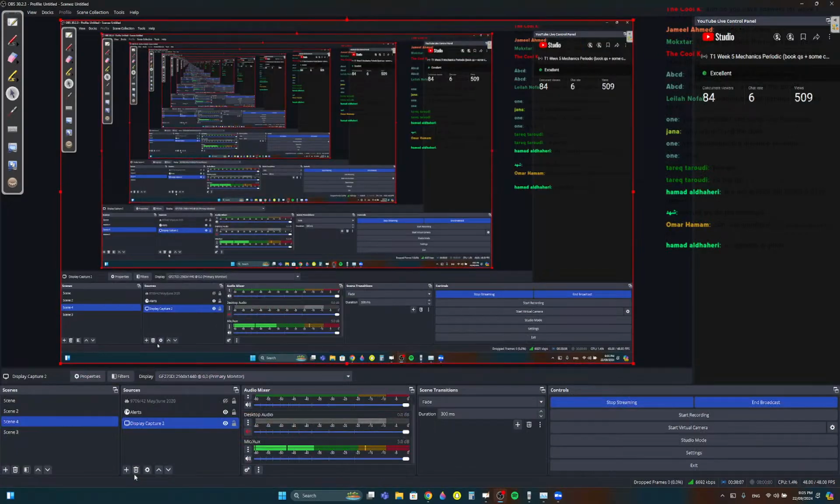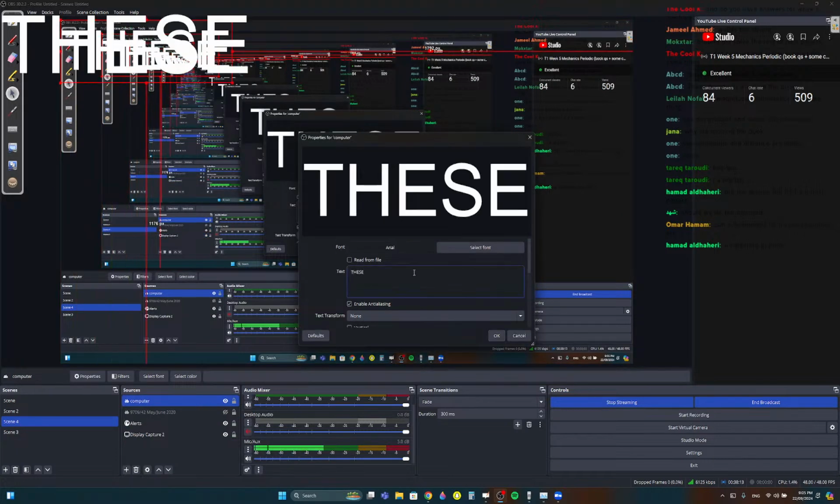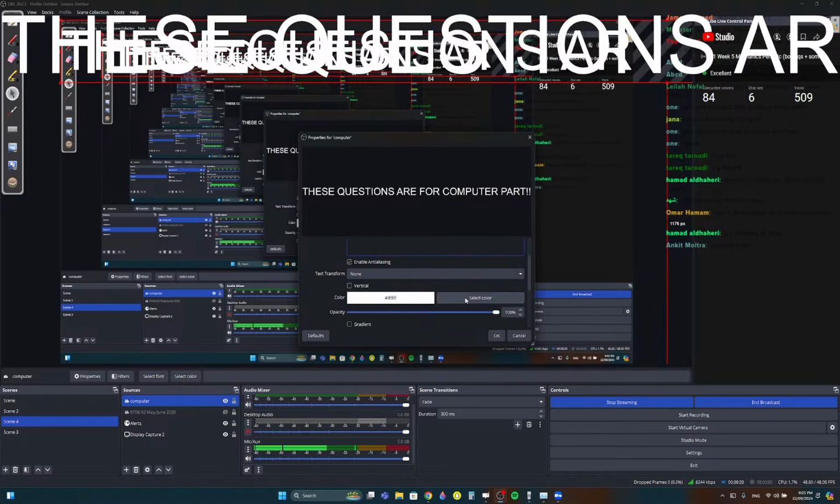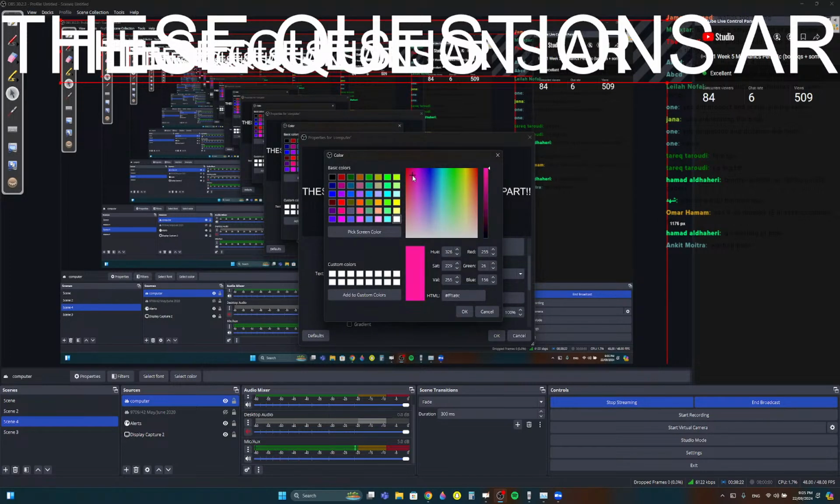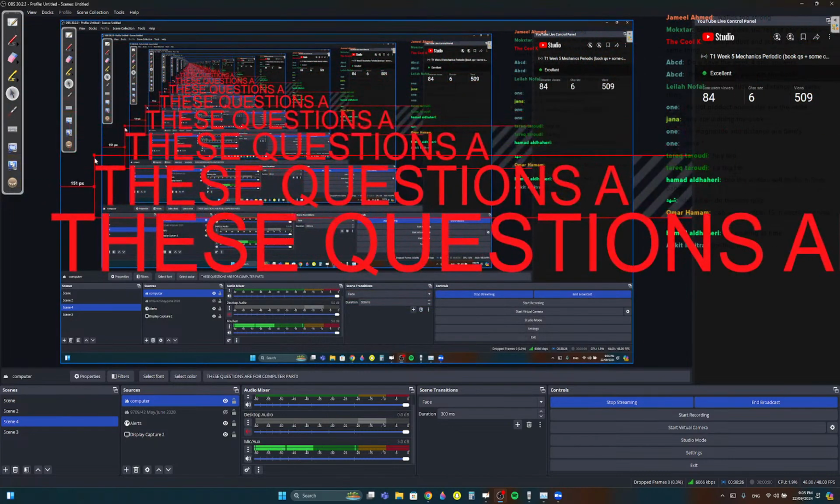Let me put a small sign here, like another text. Okay. Computer. These questions are for computer part. Okay, we're gonna resize this.